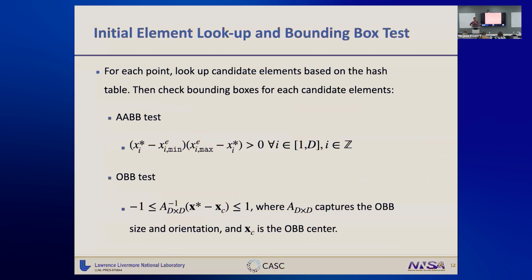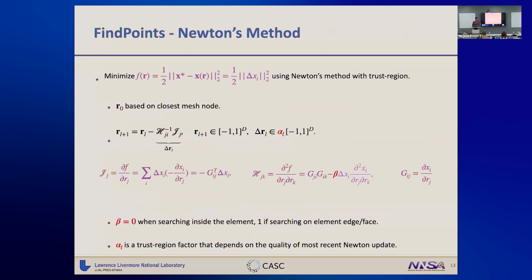So you take your element, check if the point is located within its axis-aligned bounding box or not. If it is not, you can discard that candidate. If it is, we take it to the second level, which is the oriented bounding box test. And that weeds out a lot of elements, right? If an element passes both tests, then we do our Newton's minimization.